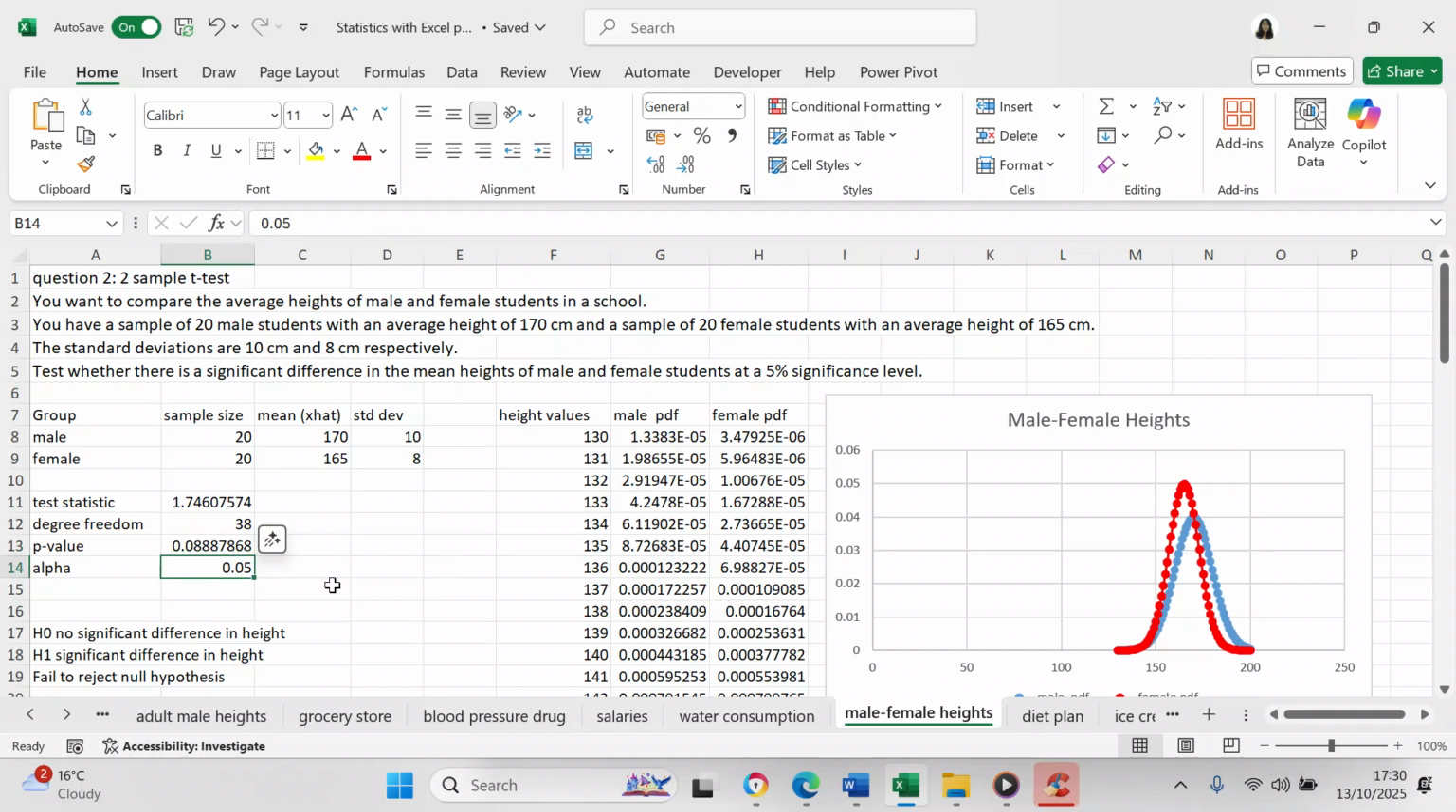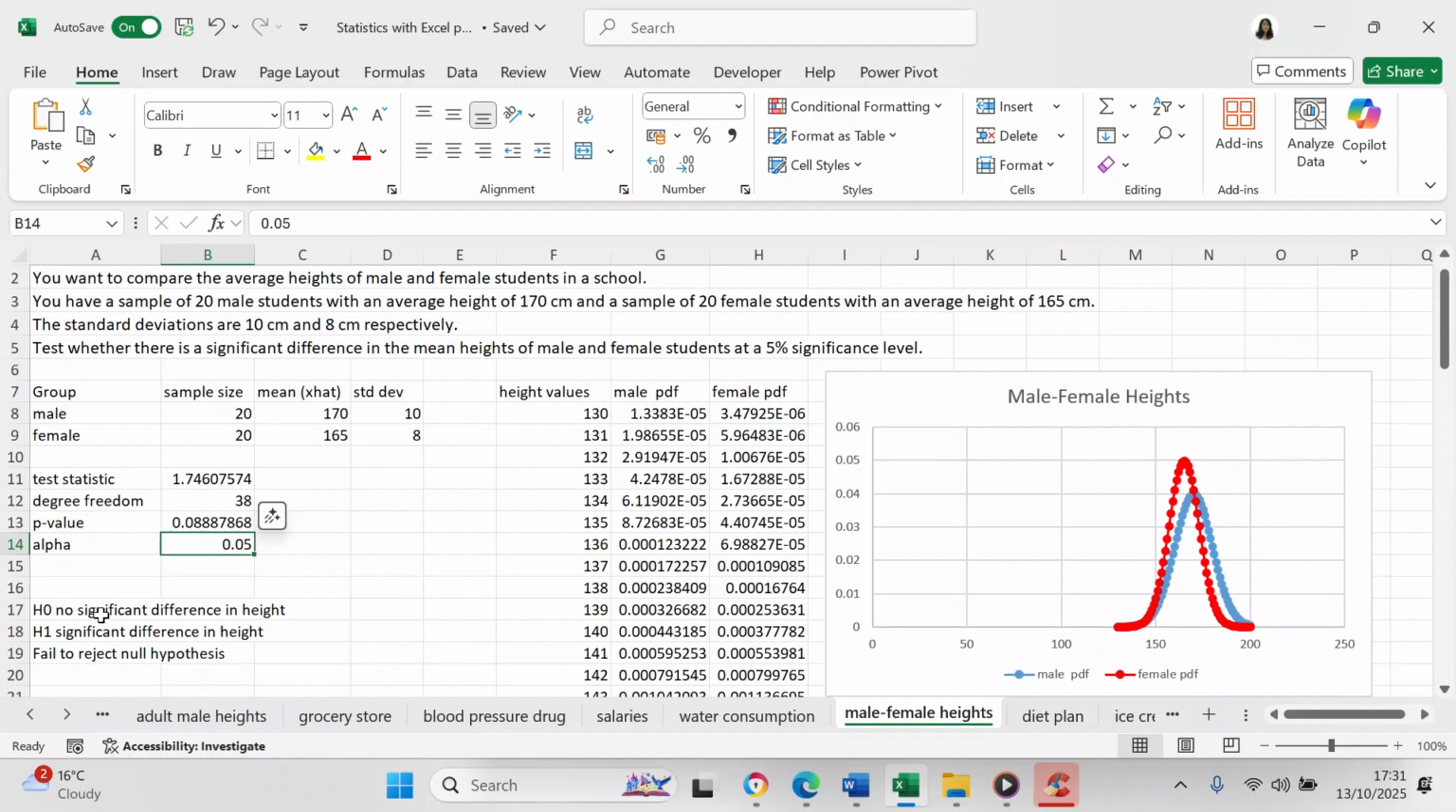So the first thing that we're going to check is your p-value is 0.08887 and your alpha is 0.05. So that means that your p-value is higher than 0.05. What that's telling you is there's no significant difference between the heights. And so that means you're going to fail to reject the null hypothesis. But if the p-value was less than 0.05, then that would mean that there is a significant difference between the male and female heights, so you would reject the null hypothesis.